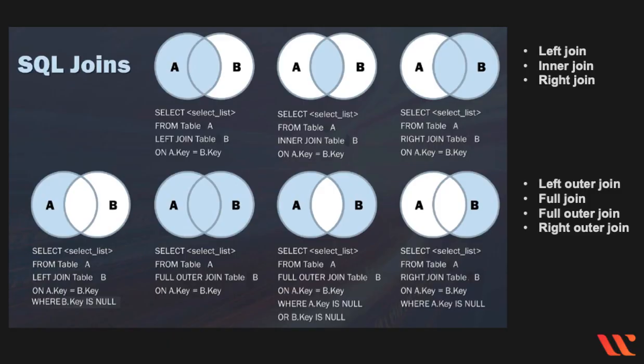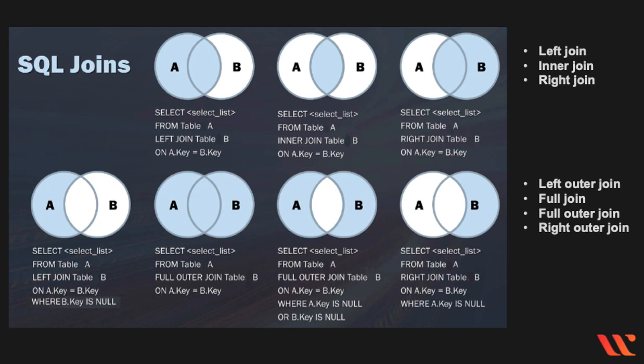This is a left join, inner join, right join. This is the left outer join, full outer join, and the right outer join. These are the 7 possibilities. Of these, the inner join and the left outer join are the most used and the most popular ones. So we look at what each of these does.